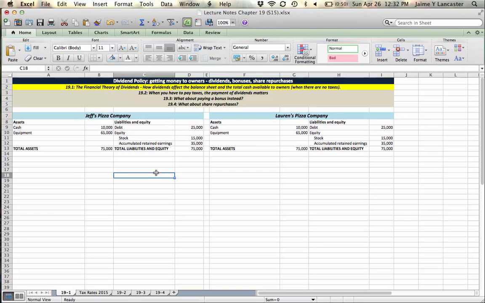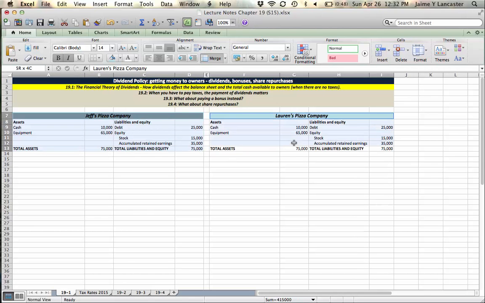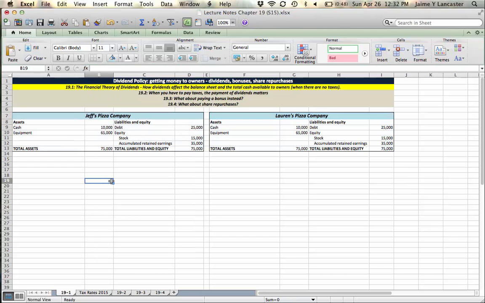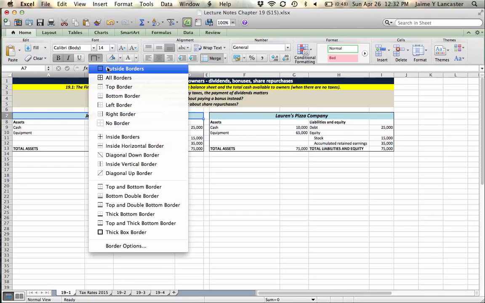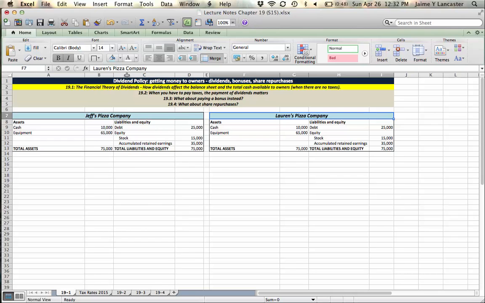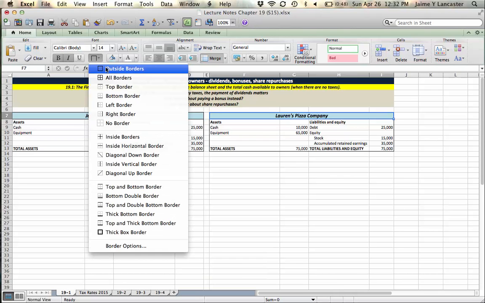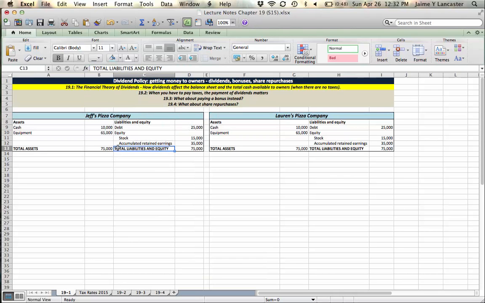All right, so the question that owners of these two firms have, Jeff and Lauren, is how can we best maximize our wealth and pay ourselves when we need to? And for starters, let's just say that Jeff is happy leaving his money in the firm for now. He doesn't want to take a trip. He doesn't want to buy a house. He's just leaving his money in the firm and he's growing the firm.